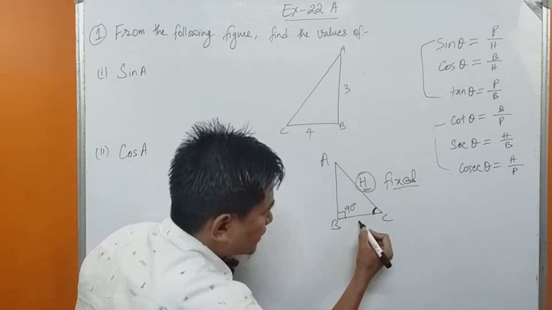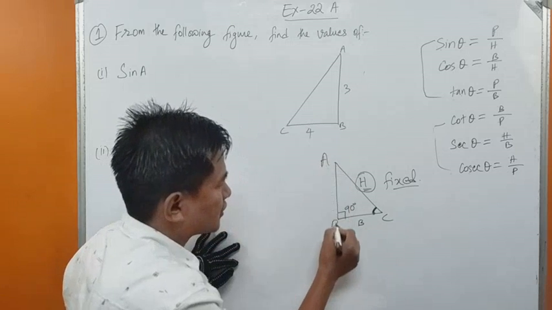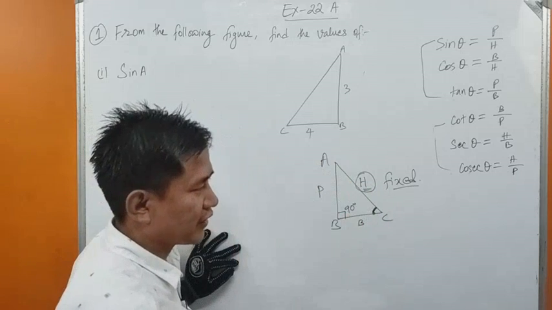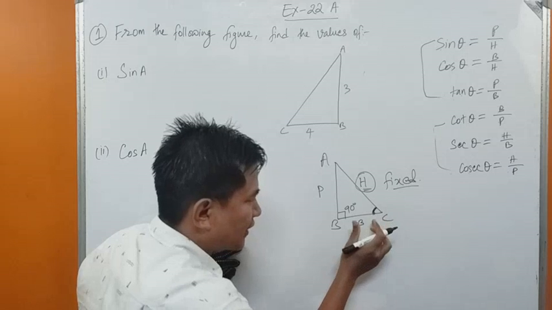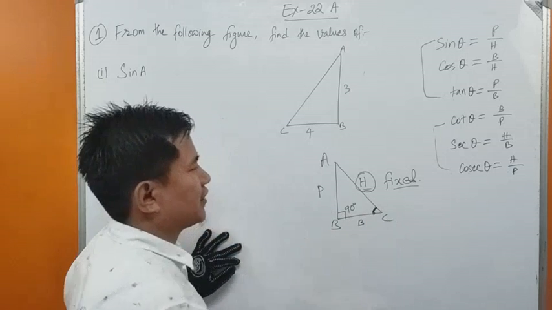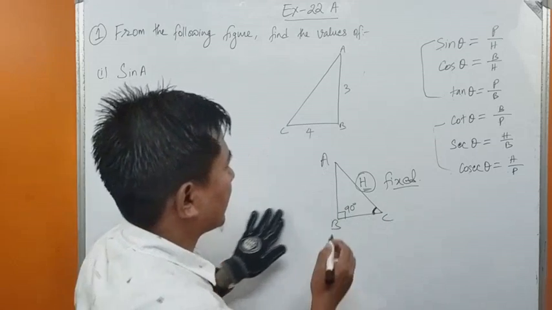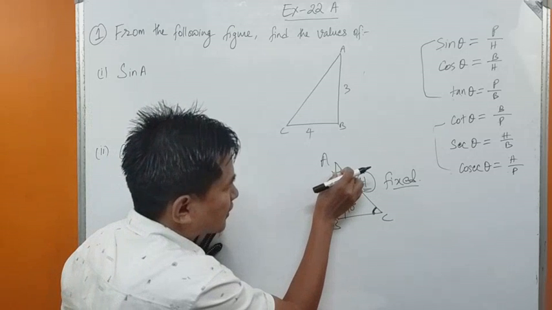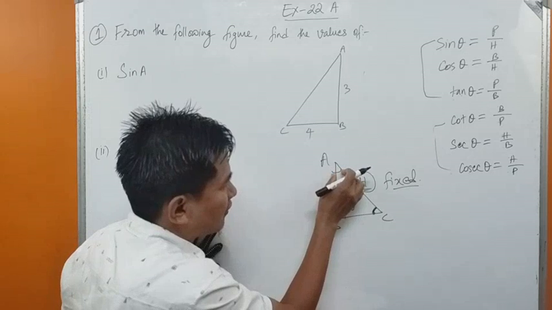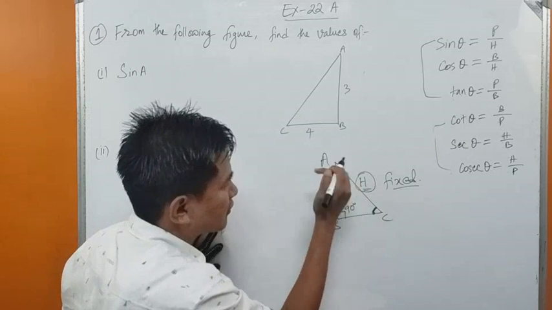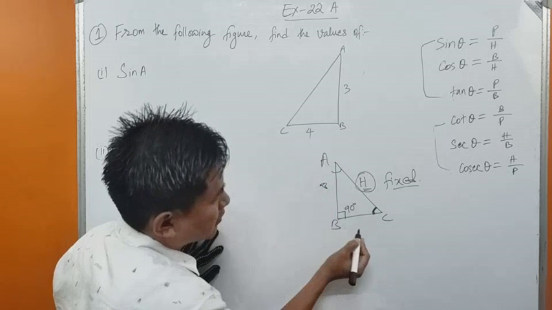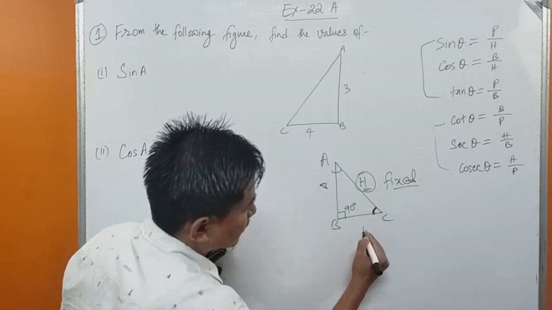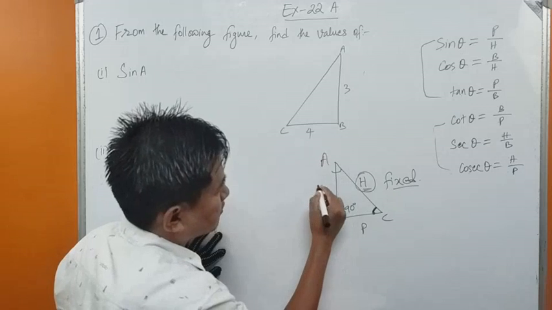That means BC becomes base and the remaining side becomes perpendicular, because this is always the hypotenuse. The angle containing side is the base. Now if you are talking about angle A, the sides containing the angle, one is always the hypotenuse, the other is base. That means the perpendicular becomes BC. BC becomes perpendicular and AB becomes base.